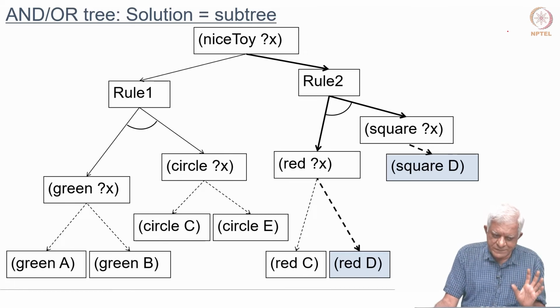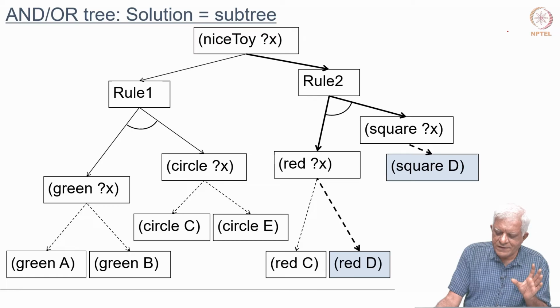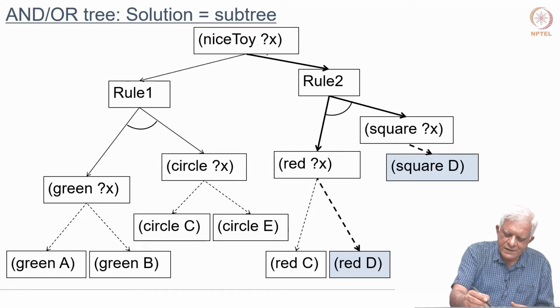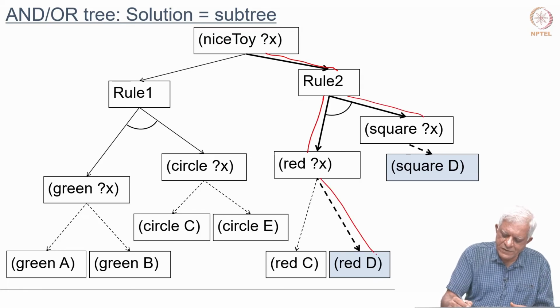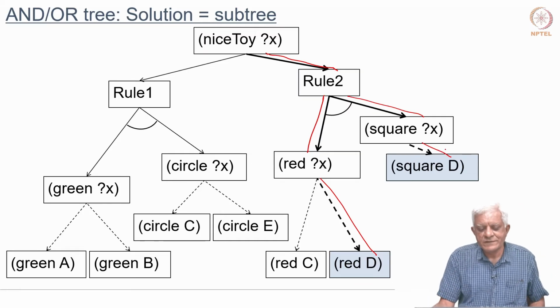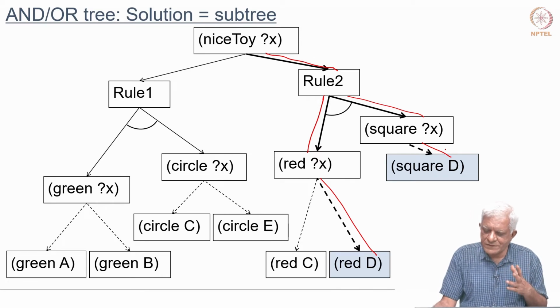So, the solution, if you are thinking of this as search, is a subtree which is highlighted in the slightly thicker arrows here, that yes, what you are looking for, that nice toy, you follow this rule 2 and you can show that something is red, and you can show that D is red, and you can show that D is a square. So, you have found your toy, but in the process you have also shown that the statement that there exists a nice toy is true, and doing is just one side of the other side of the same coin.